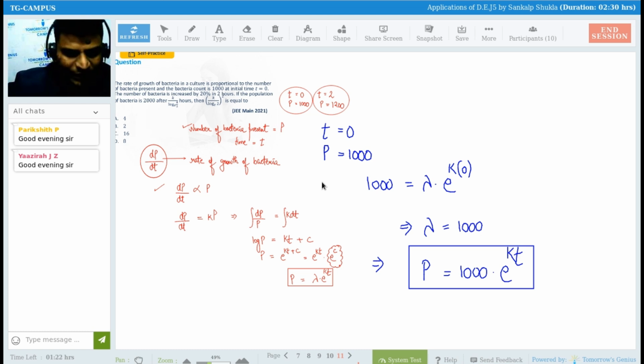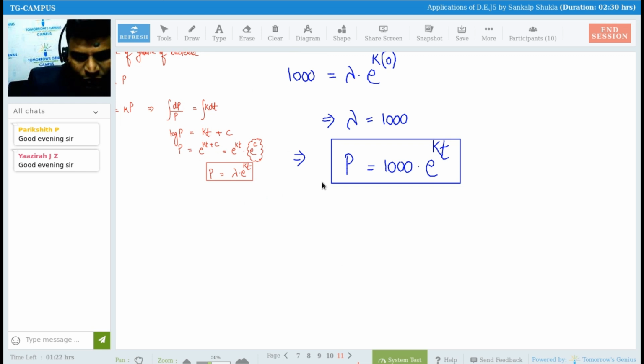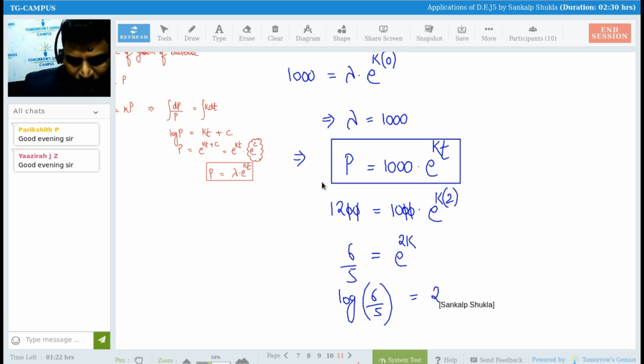Now when t is 2, p is 1200. So I have put the respective values 2 and 1200. So when t is 2, it is 1200. So 1200 is equals to 1000 into e raised to the power k into 2. So this and this will get cancelled, this and this will get cancelled. It is 6 by 5. 6 by 5 is equals to e raised to the power 2k. Okay, if I take log on both sides, this will become log 6 by 5 and this will become 2k. So now we are having the value of k with us as 1 by 2 log 6 by 5.